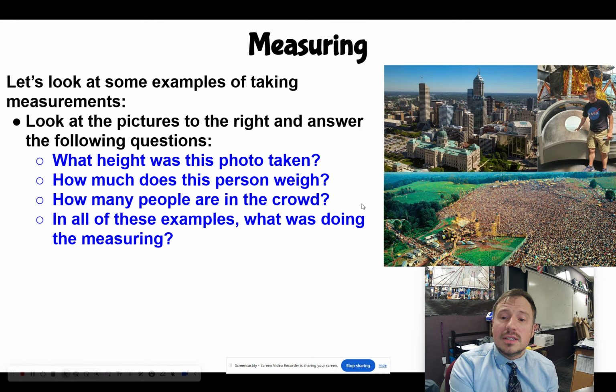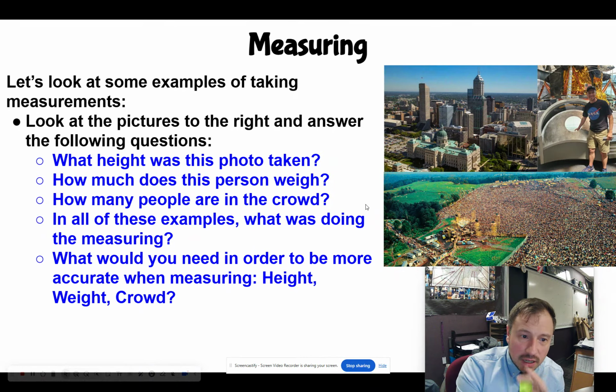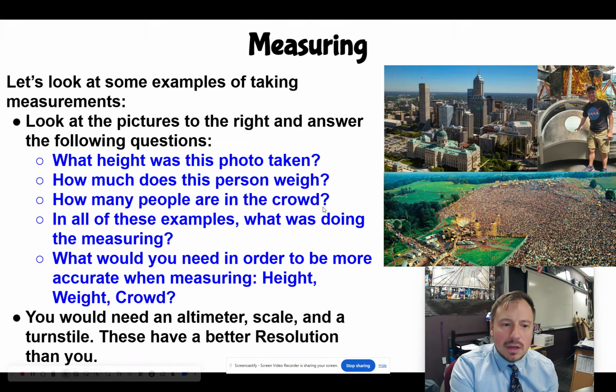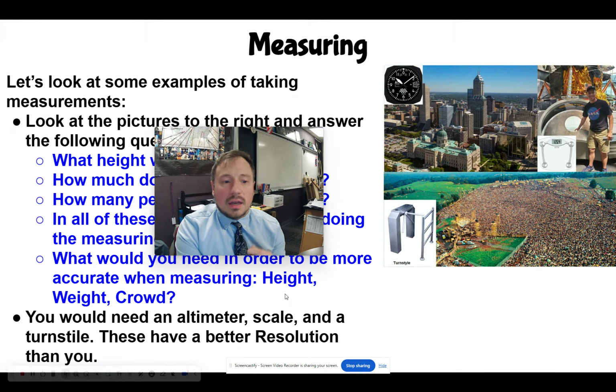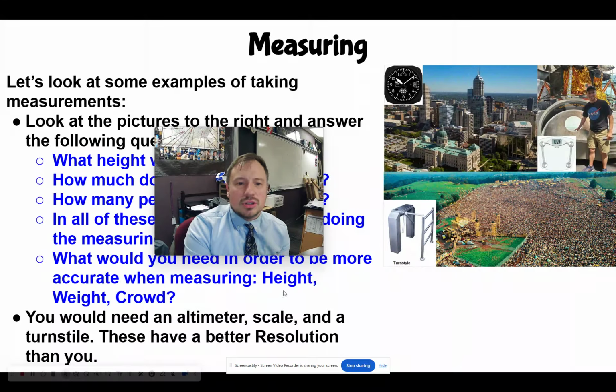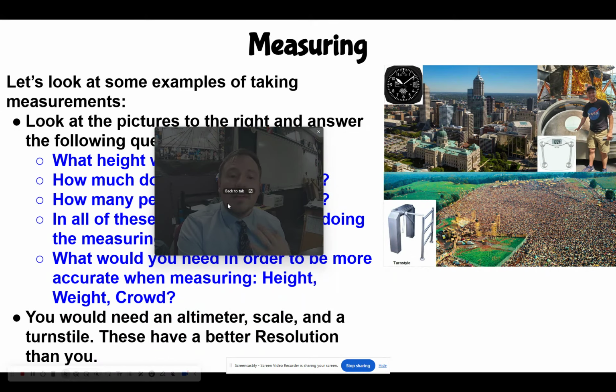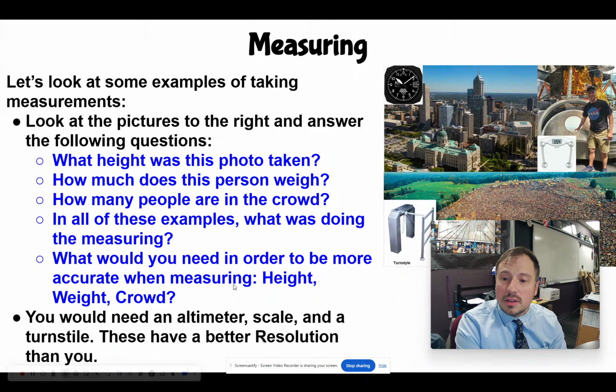Now, in all of these examples, you're doing the measuring. Now, I'm going to ask you, what would you need in order to be more accurate when measuring height, weight, or crowds? You probably need an altimeter, a scale, or a turnstile, right? So a turnstile is what counts crowds. So they have a better resolution than you.